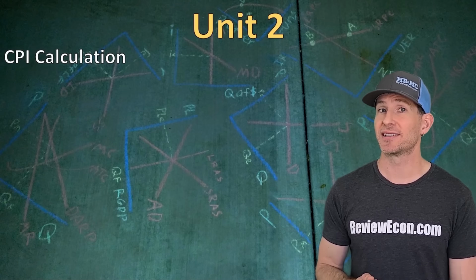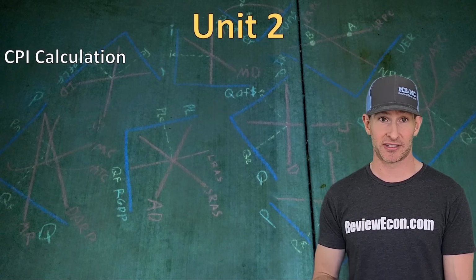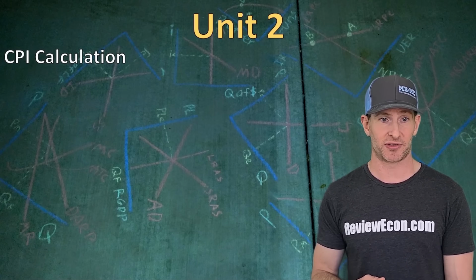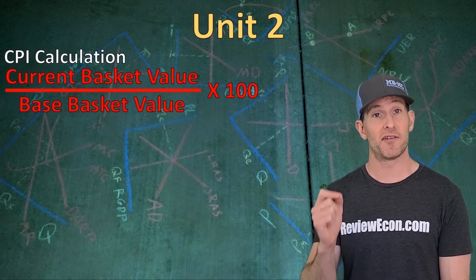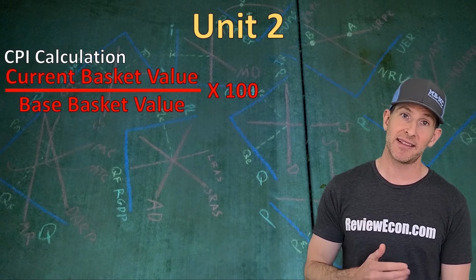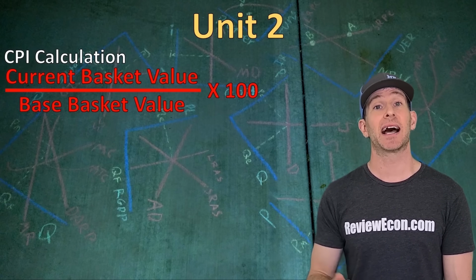Index. The Consumer Price Index tracks average changes within an economy for a market basket of goods that are bought by a typical urban household. In order to calculate the CPI, we are going to take the current value of a market basket of goods and divide that by the base year value of that market basket of goods and times that by 100.